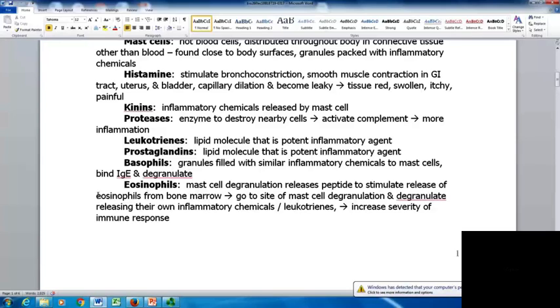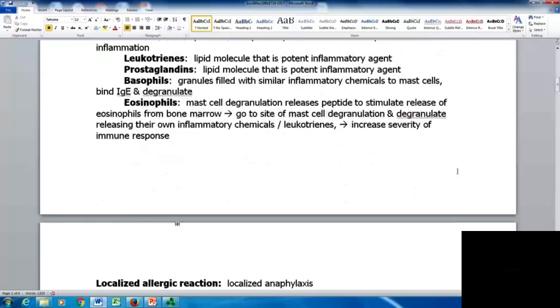And then your eosinophils, what will happen is you'll have mast cell degranulation that will release a peptide to stimulate the release of the eosinophils from the bone marrow. They go to the site of mast cell degranulation and then degranulate and release their own inflammatory chemicals and leukotrienes. This will increase the severity of the immune response.